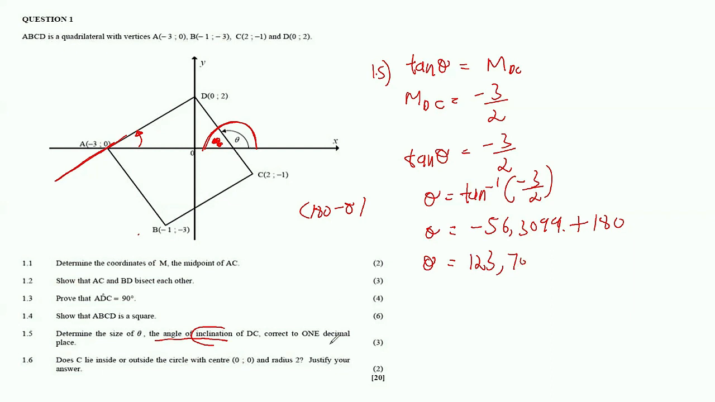123.7 degrees. Remember, they said correct to only one decimal place, right? So 123.7 degrees, that's the theta that you find there. And that's how you find your solution, right? It also makes sense that it is an obtuse angle. An obtuse angle must always be over 90 degrees.